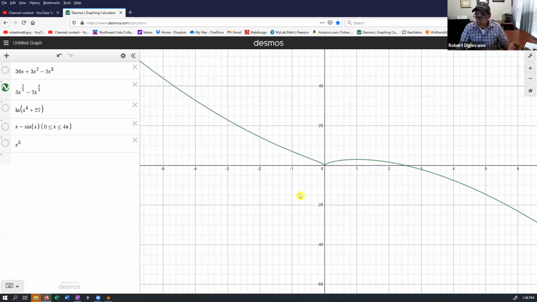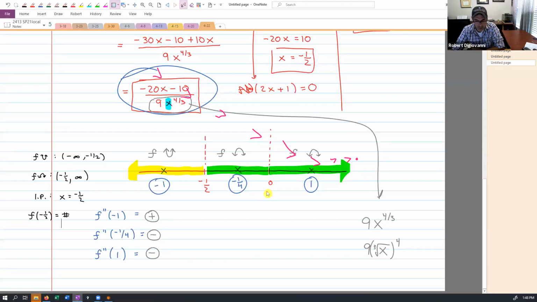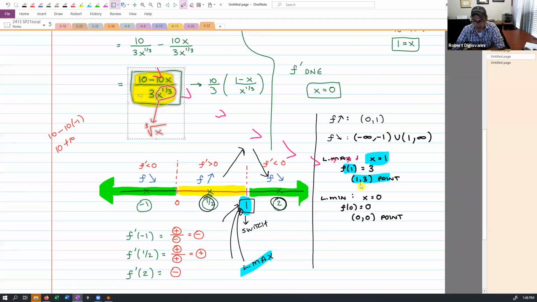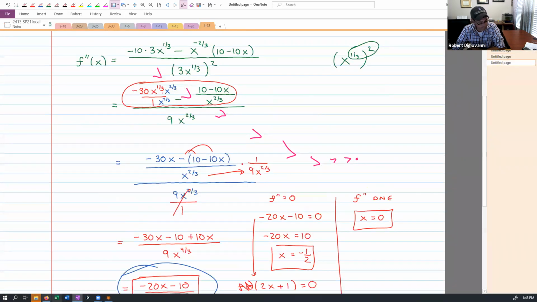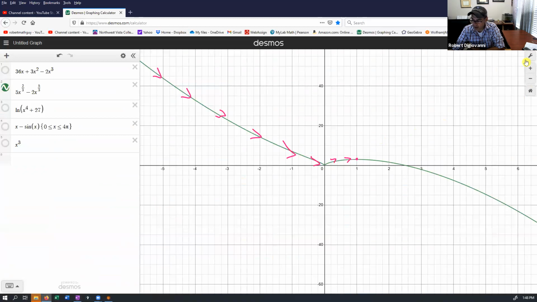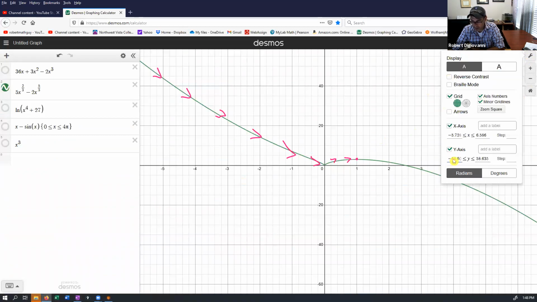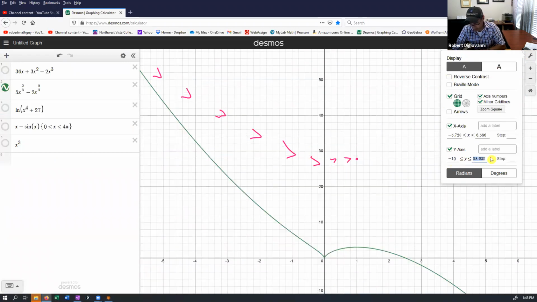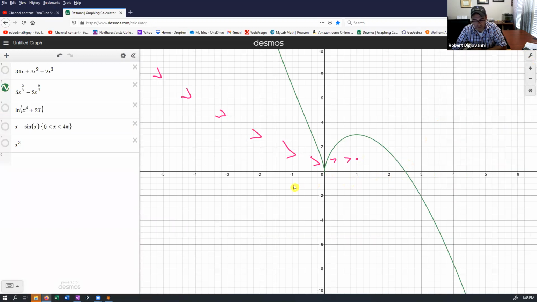So let's talk about what we determined last class. It's decreasing, decreasing, decreasing until we get to 0. Then it increases. And then at 1, where was it? At (1, 3), we have a local max. I need to change my grid here. Let me make this -10, 10. There we go. That's a little bit easier to look at.